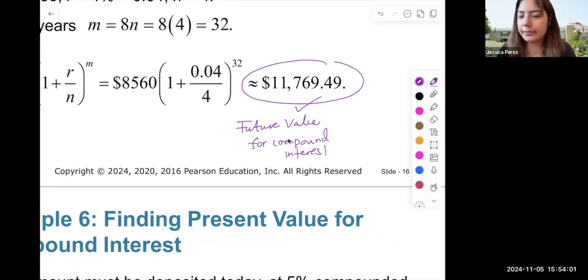So let's write that down: quarterly after 8 years. Because we need to make sure that we understand where this is coming from.